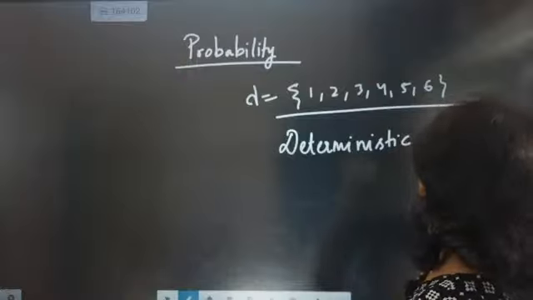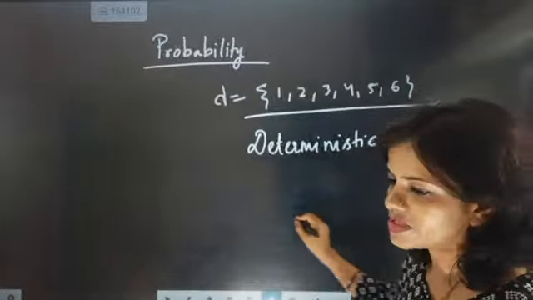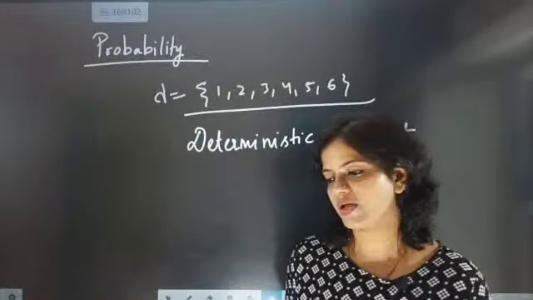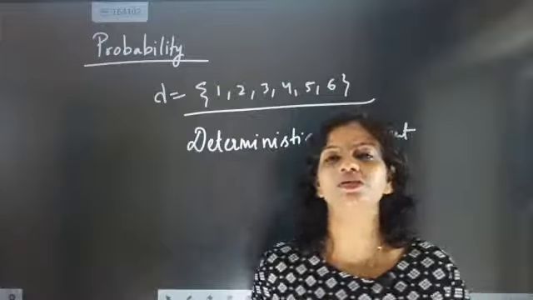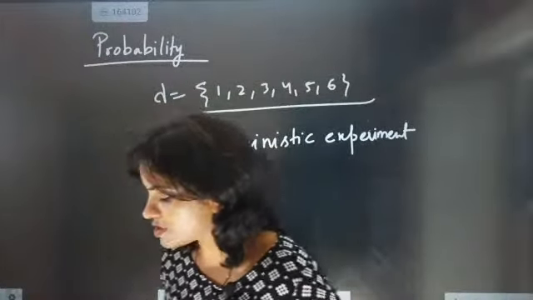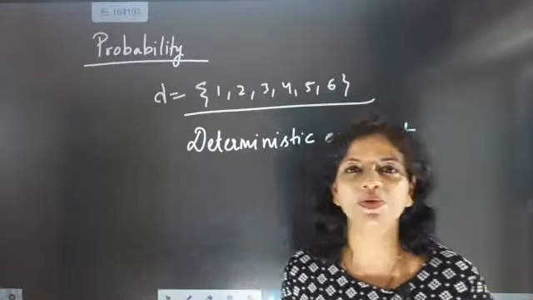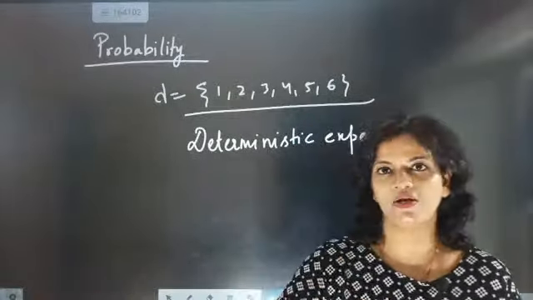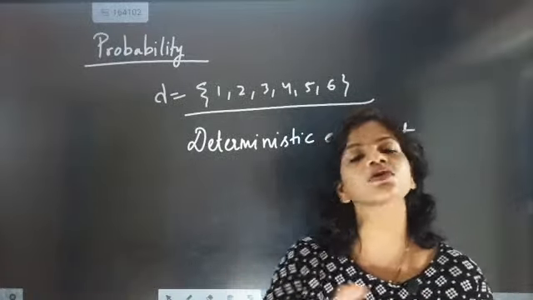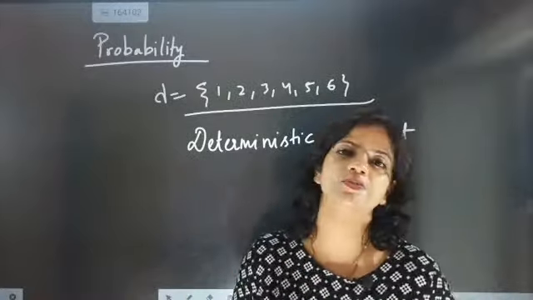What is the meaning of deterministic experiment? If somebody asks you, what answer will you give? A deterministic experiment is that experiment which is exactly fixed. Fixed means you know the outcome, and only that outcome will come. That is called a deterministic experiment.